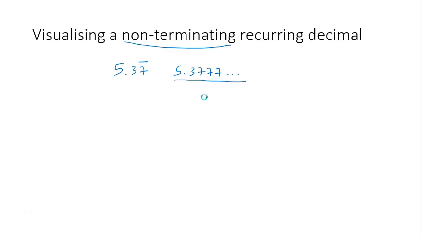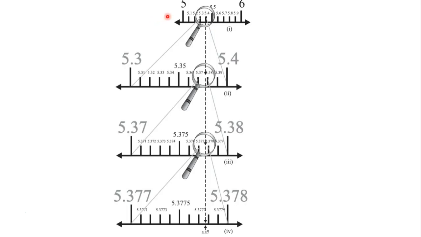So let's look at how it's done. Let's look at the top here. As we saw in the previous example, to locate 5.37 bar, you know it's between 5 and 6. So you take the area between 5 and 6 and you magnify it. In the next step, you know it's between 5.3 and 5.4. So you go to the area between 5.3 and 5.4 and magnify it. In the next step, you know it's between 5.37 and 5.38. So you go on and magnify that area.